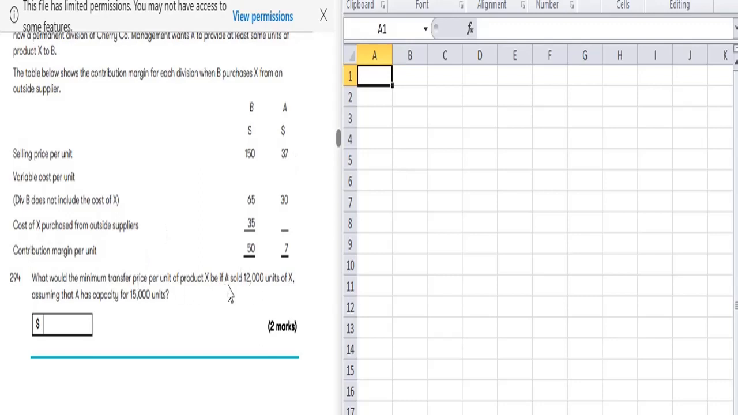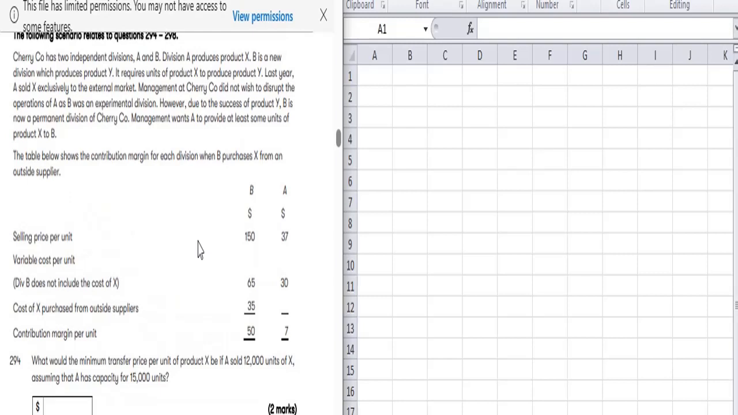Let's first read out the question, then I will make it a bit clearer. Cherry company has two independent divisions, A and B. Division A produces product X and B is a new division which produces product Y. So last year A sold X exclusively to the external market, meaning whatever product was manufactured by division A was sold to the external market.